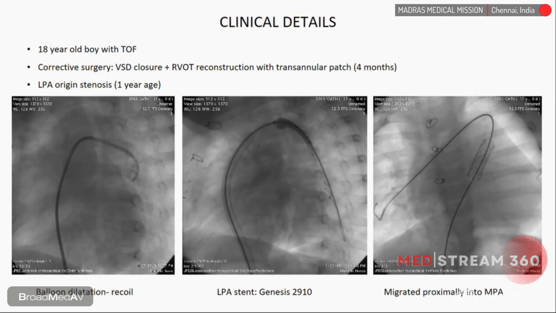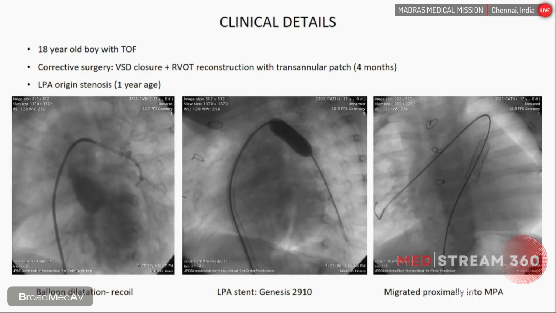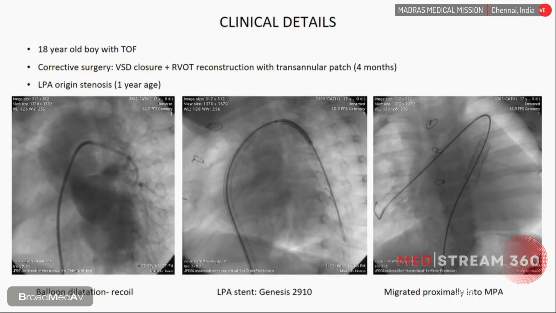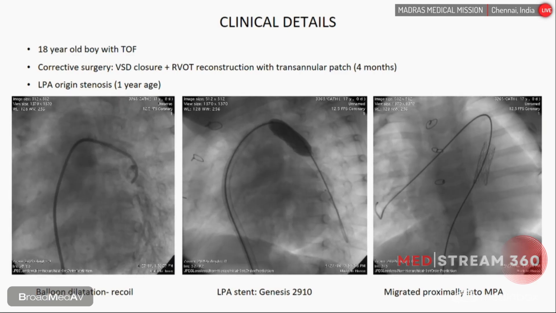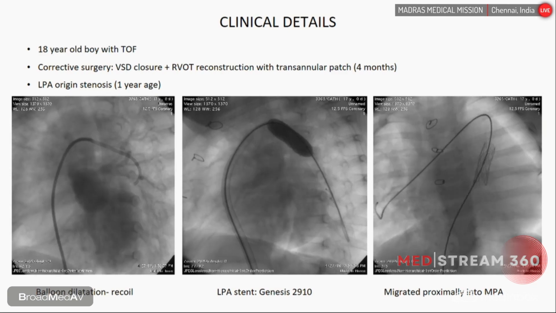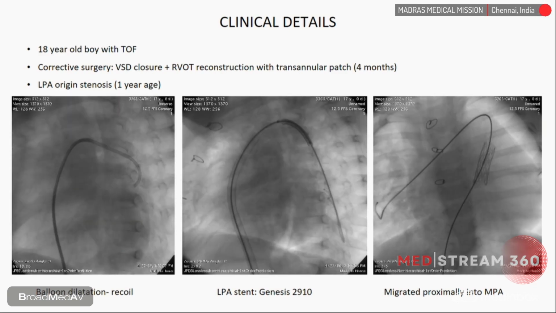At 1 year of age, he was identified to have LPA origin stenosis and he was taken for cardiac catheterization. The first angiogram shows the significant LPA origin narrowing. An initial balloon dilatation was attempted which caused recoil, so he was planned for stenting. The second angiogram shows stenting of the LPA using a Genesis XT2910 stent.